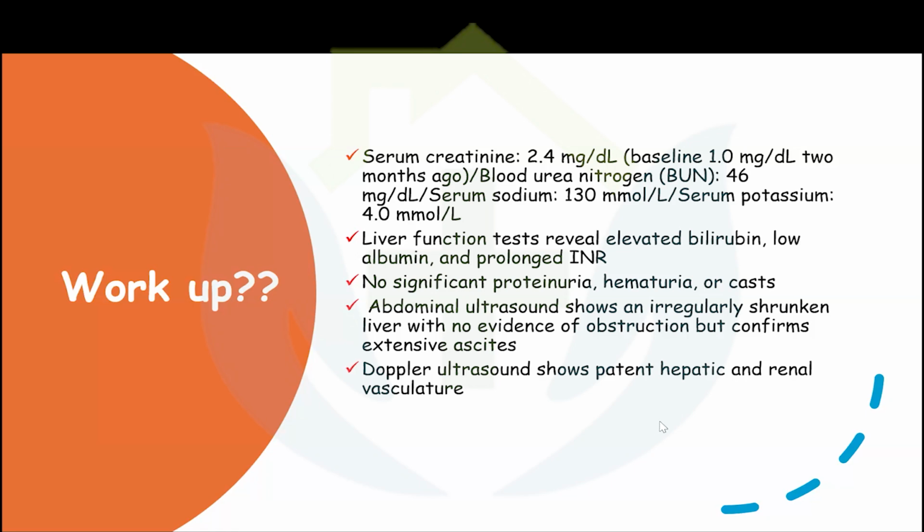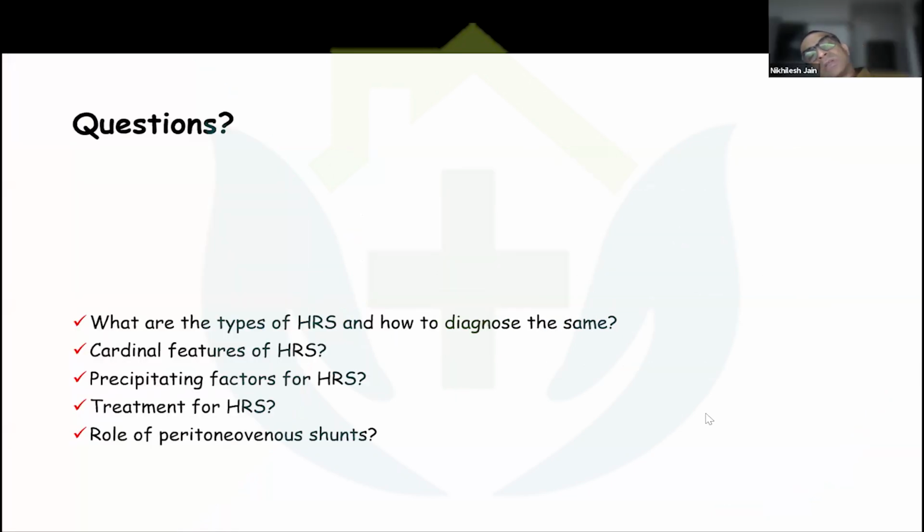Hepatorenal syndrome. Okay. So questions when we talk in terms of hepatorenal syndrome would be, what are the types of hepatorenal syndrome and how do you diagnose the same? What are the cardinal features? What are the precipitating factors? What about treating hepatorenal syndromes? And is there any role of peritoneovenous shunts? These in broad category would form the various questions of HRS.